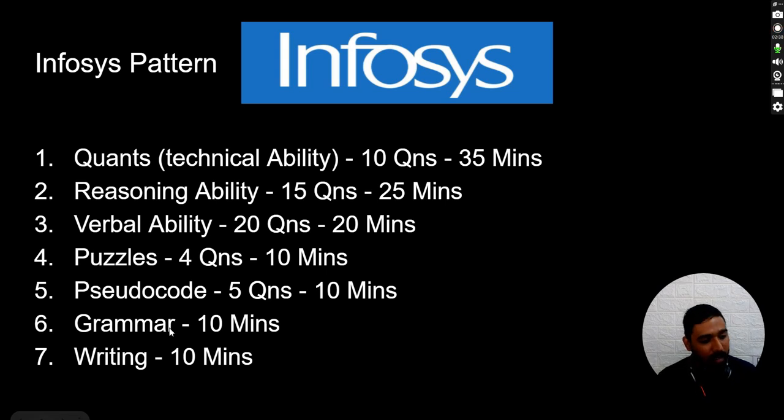The next one is grammar, where 10 minutes are given. We will discuss all these things in detail, but I'm just giving the overview. It is 10 minutes, 10 questions basically. And for writing, you'll be given a topic, where you have to write something about the topic in 50 to 200 words. The limit is 50 to 200, so the minimum must be 50 and the maximum must be 200. Let's discuss each one of them in detail.